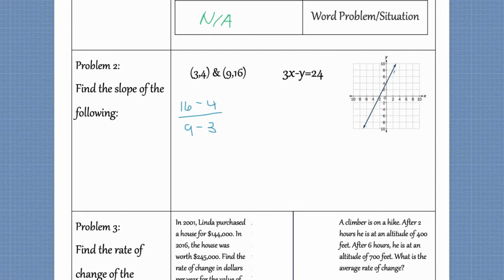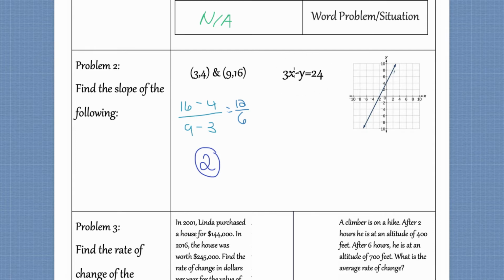So this is our slope, but remember we need to simplify this. So 16 minus 4 gives us 12 over 9 minus 3, which is 6. And so 12 over 6 can easily be simplified into 2. So that means our slope for this one is 2.